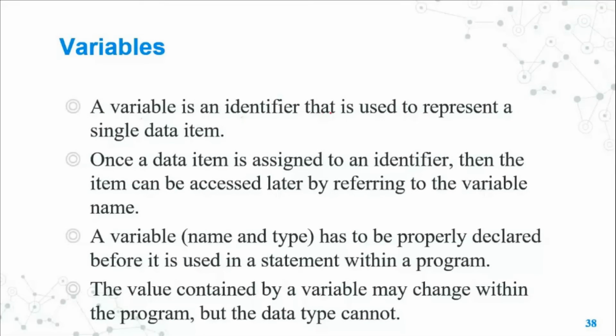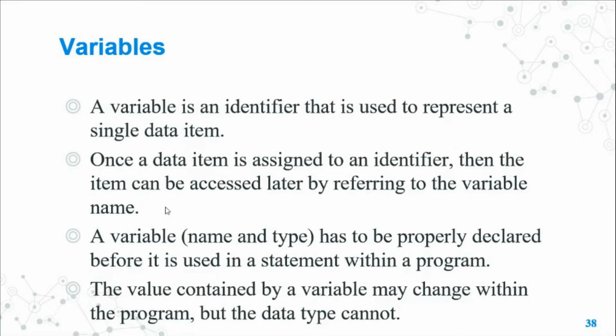So a variable is an identifier that is used to represent a single data item. Once a data item is assigned to an identifier, the item can be accessed later by referencing that particular variable name. That is why we use variable names. In our programs, we assigned the data item 8 to the identifier integer 1, and that value was accessed later in the program by referring to that name itself, that is integer 1.